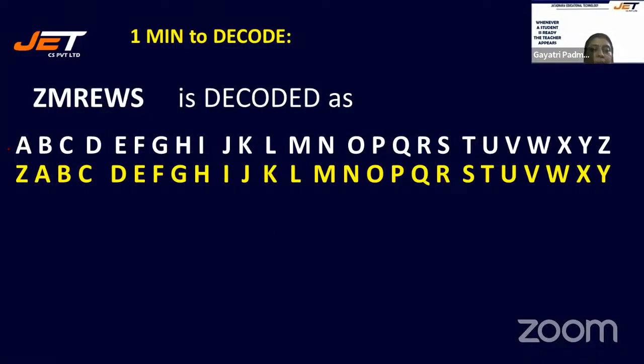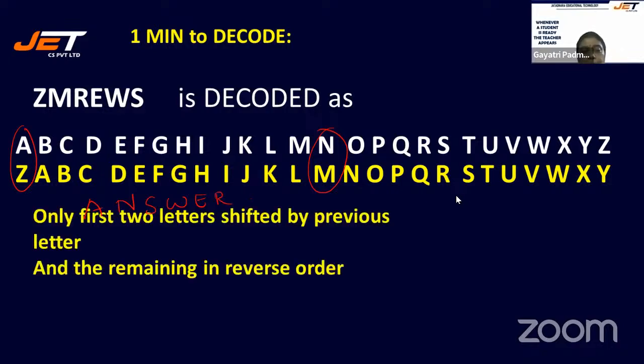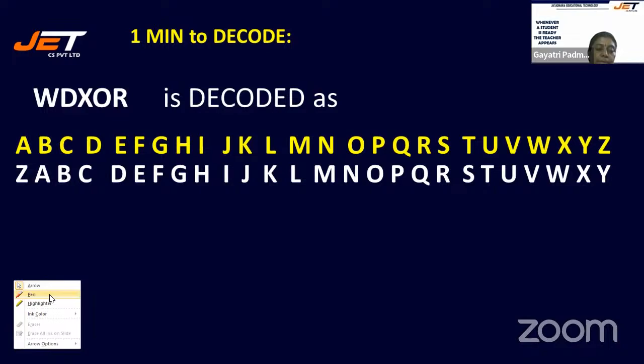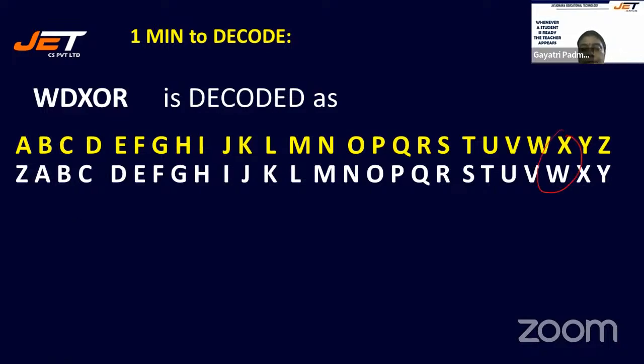Now let us decode ZMREWS. Z is A. What is for M? It is N. And you have SWER reversed. So which is the answer? Now let us try WDXOR. W is X, D is E. So it is XEROX. Xerox, the name of the photocopy machine.